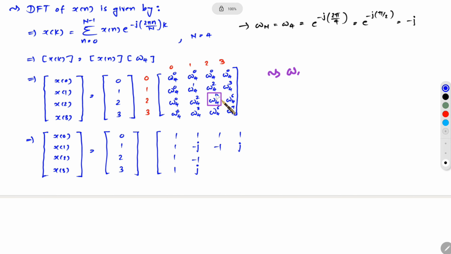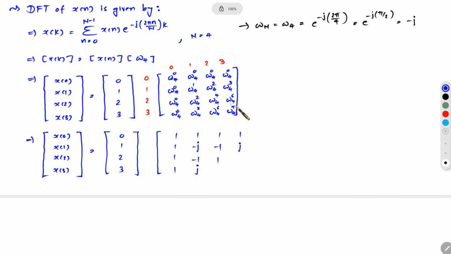Now here you can observe W4 to the power 4. So minus J to the power 4 will be J to the power 4. And one should know J square is minus 1. So minus 1 square will be 1. So this value will be 1.